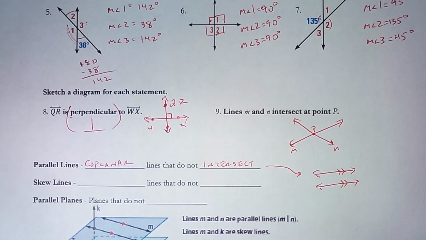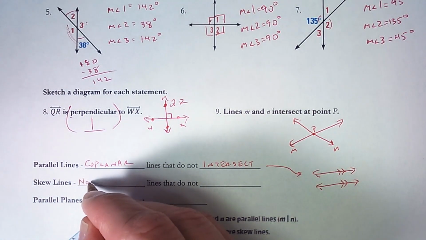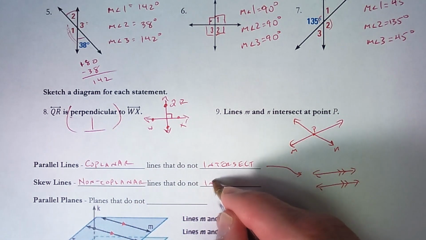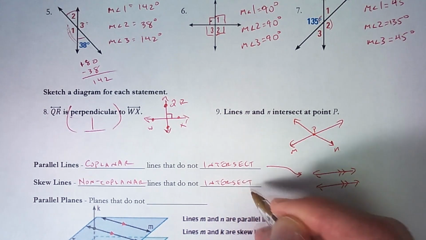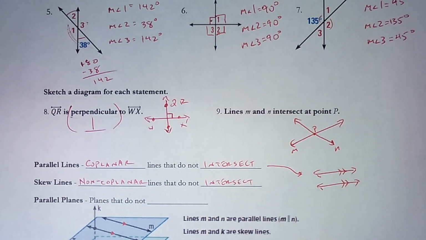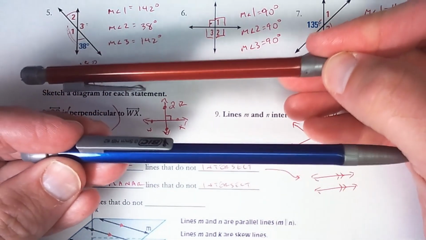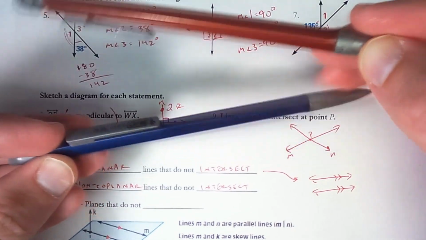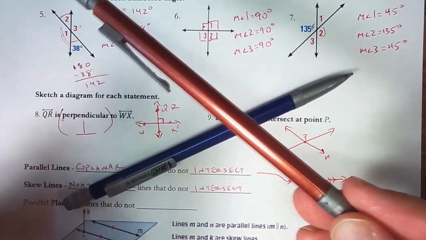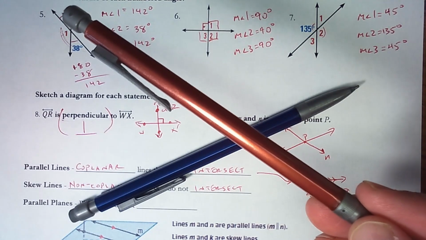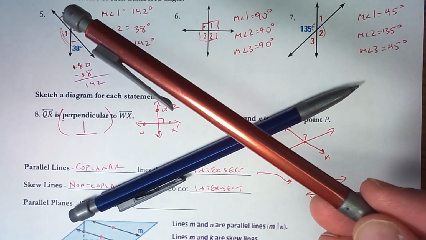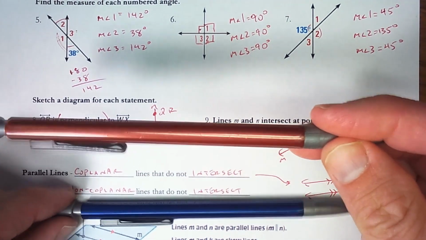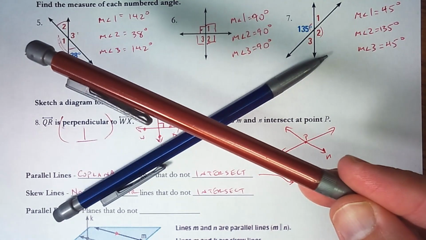Okay? Skew lines are non-coplanar lines that do not intersect. Okay, so here is an example of two coplanar lines that do not intersect. They are parallel. When I put them like this, not touching each other, but they're also not in the same plane, they're going different directions, those are skew. Okay, so here's parallel lines, here's skew lines.